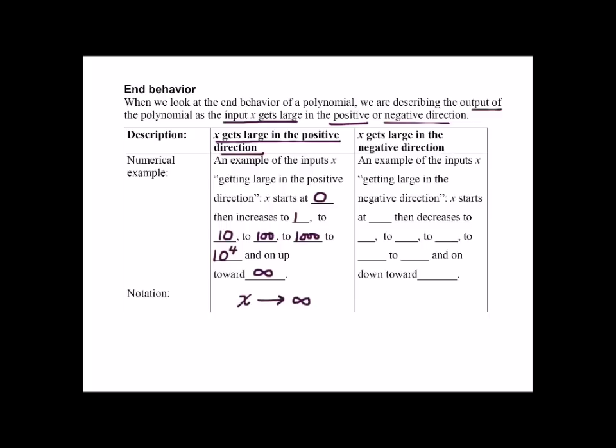Similarly, we can model the behavior of x getting large in a negative direction. We start with 0 as well and then decrease to the next number, which is negative 1, then negative 10, negative 100, negative 1,000, and eventually negative 10 to some power. I'm going to put 4 here. If you keep continuing this pattern, eventually this is going to go towards negative infinity, and we denote this by x goes to negative infinity.